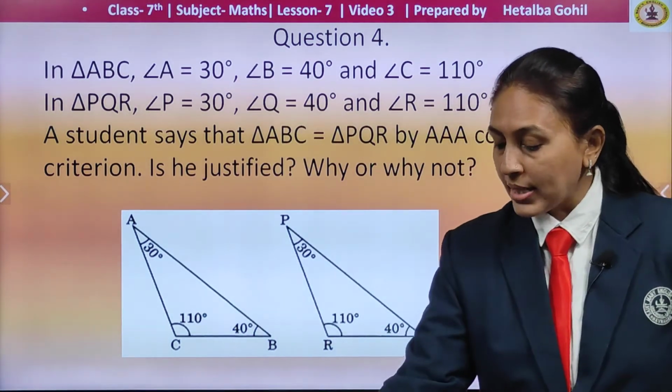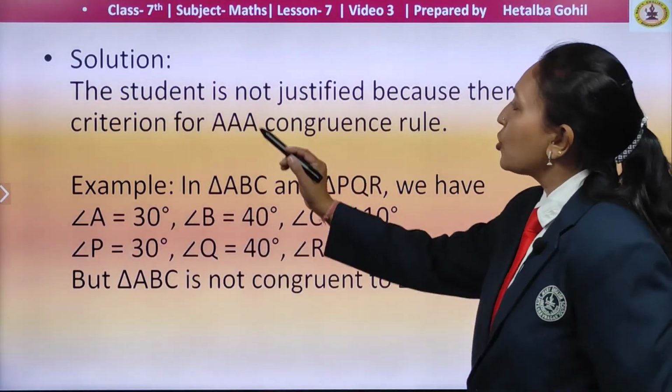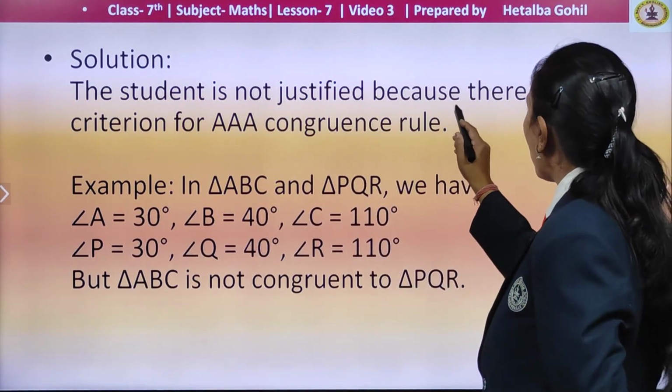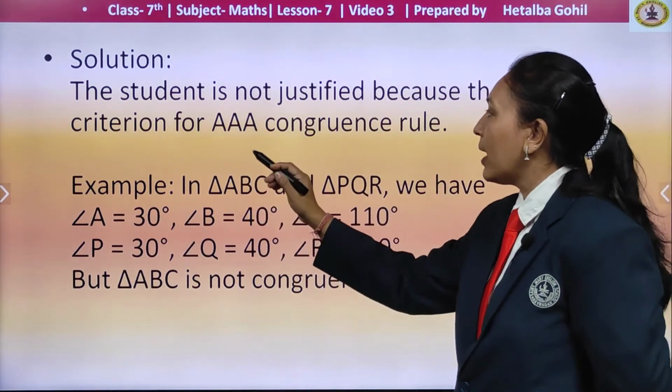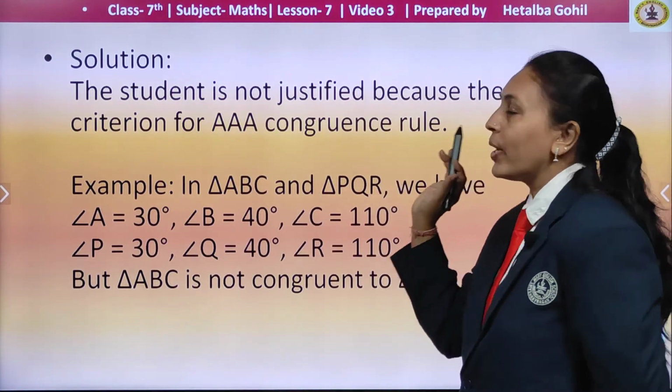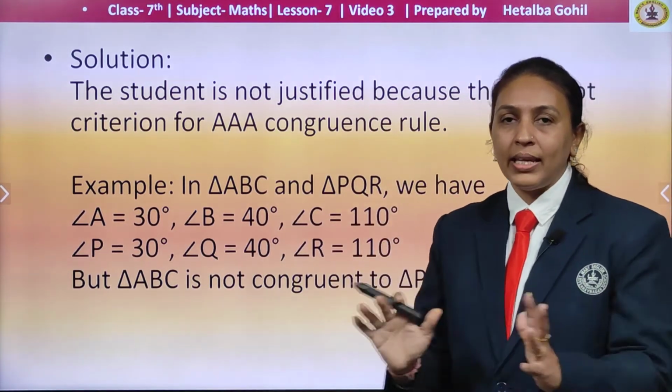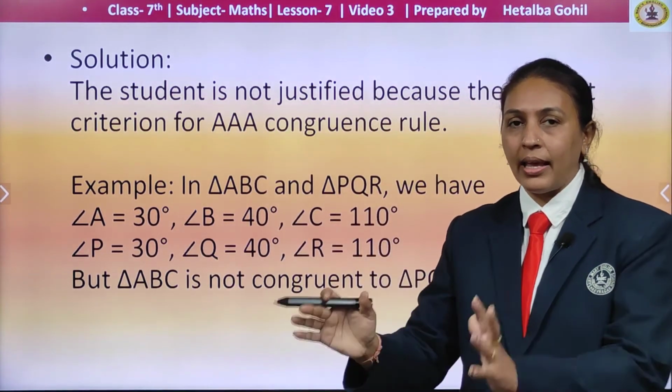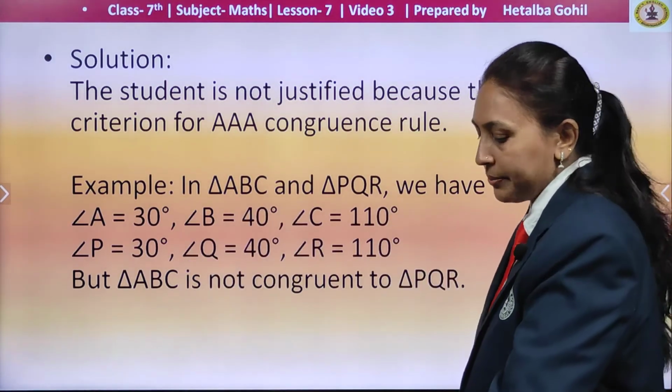Okay, now we have to answer. The student is not justified because there is no criteria for AAA congruence rule. So children, we don't have any such criteria as angle, angle and angle over here.